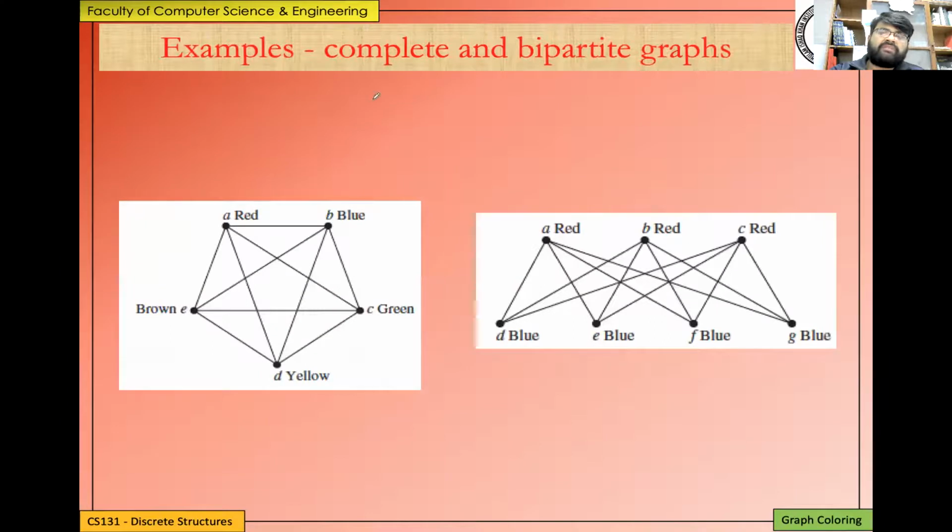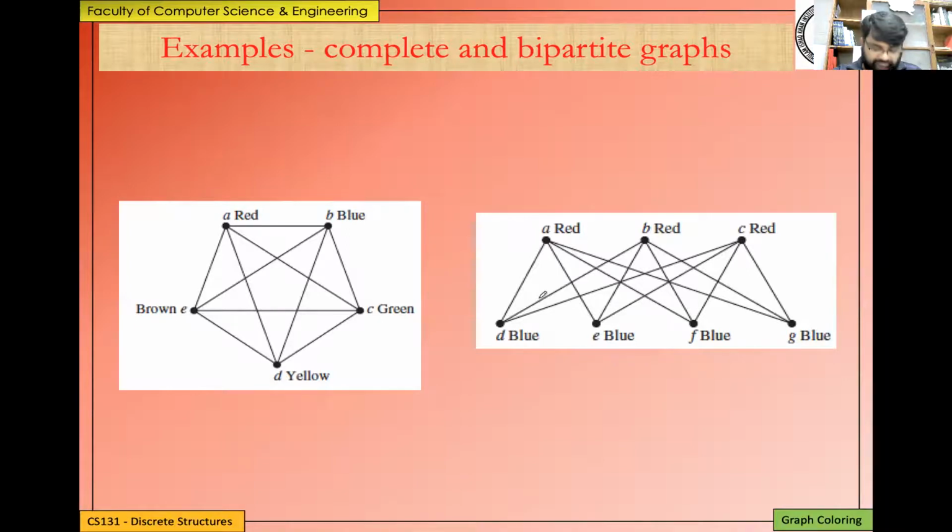So what about complete and bipartite graphs? Well, for a complete graph, as many as the number of nodes, the same number of colors are required. So for example, for a K5, we require 5 different colors, and we know that this is a non-planar graph. Similarly, K3,4 is a complete bipartite graph, and we note that for a bipartite graph, you only need to assign 2 colors.